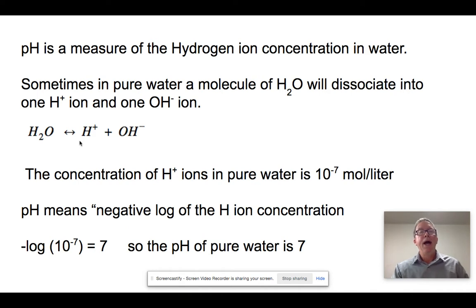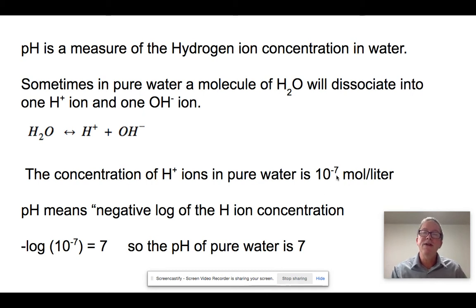Now, in 1 liter of water, what is the concentration of these ions? It turns out it's a very low concentration. It's 10 to the negative seventh moles per liter. So it's not very concentrated at all. Very, very few. That's a very tiny concentration, but it's present in pure water.